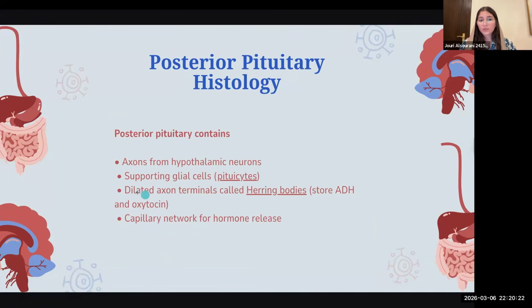And we also have something very important called Herring bodies. Herring bodies are what are going to store the posterior pituitary hormones, which are ADH and oxytocin. They're going to be stored in Herring bodies. And these are basically just dilated axon terminals.